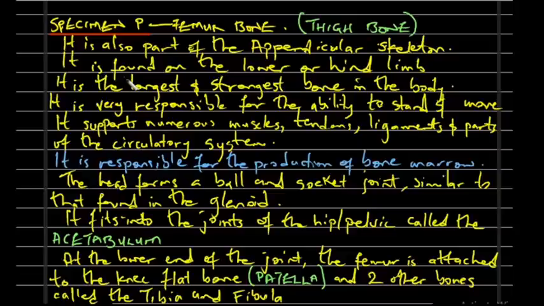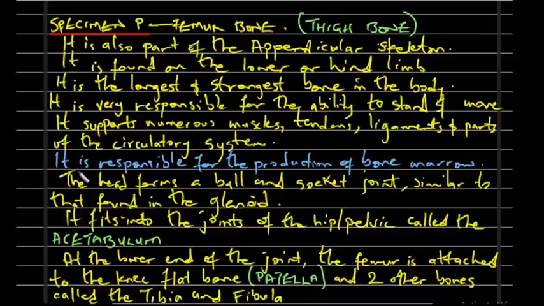So like I was saying, this particular thigh bone is found in the lower limb, that is the legs. It is the longest bone in the body, and it is found in the thigh region. It is the longest and strongest bone in the body. It is very responsible for the ability to stand and to move because it supports numerous muscles, tendons, ligaments, as well as parts of the circulatory system.